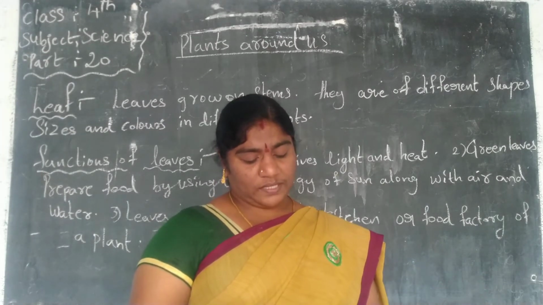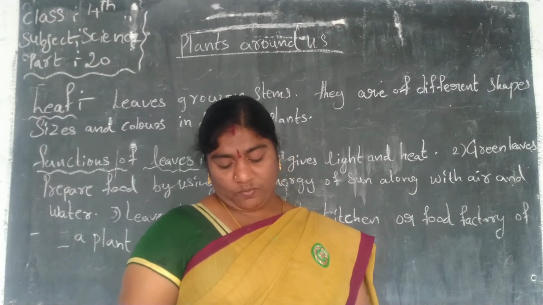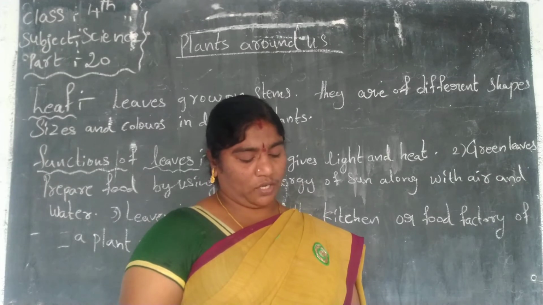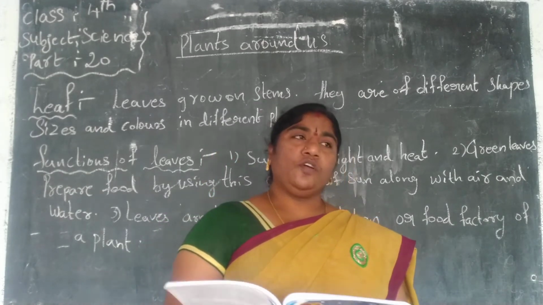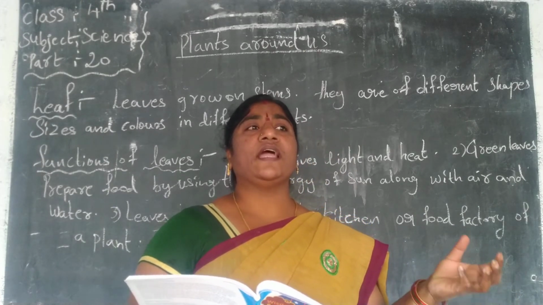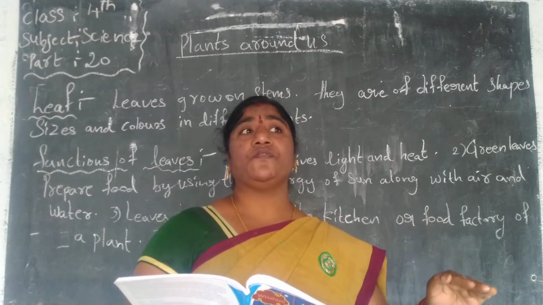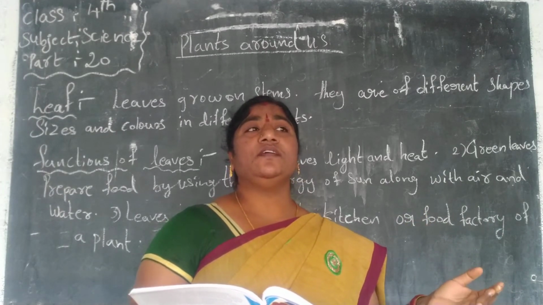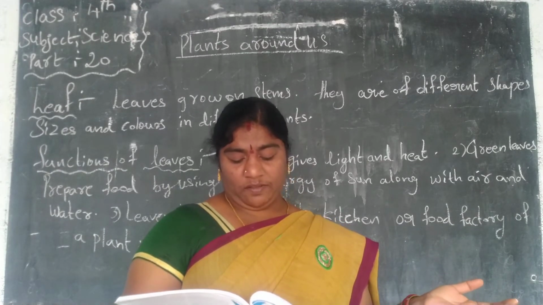The chlorophyll present in leaves traps sunlight. Leaves get water from the soil and carbon dioxide from the air. Yes. The green chlorophyll traps the sunlight. When the sunlight falls on the surface of the leaf, the leaves attract the sunlight, and the leaves get water.